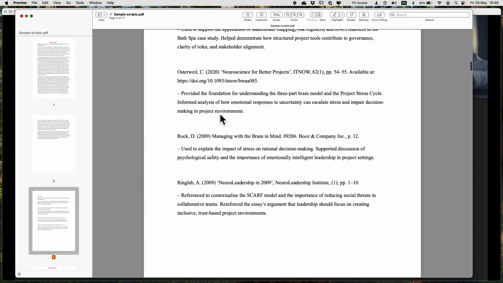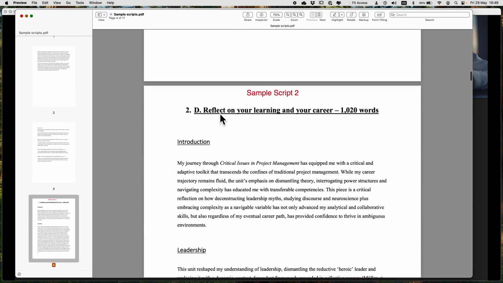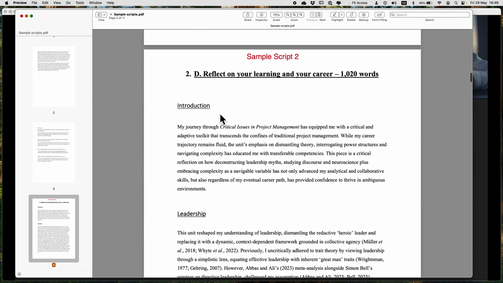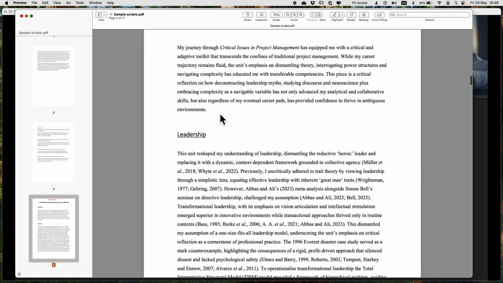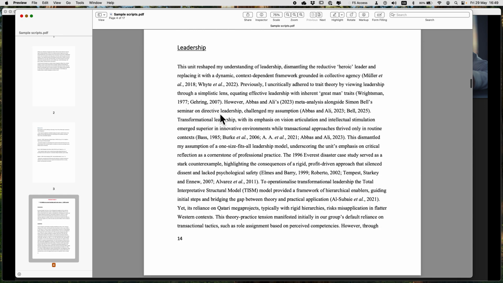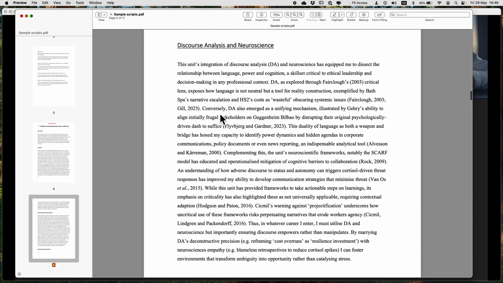They also provided annotated references, which is an important part of the evaluation as well. Script number 2 is a bit longer. It's 1,000 words, so it's about 30 to 40% longer than the first one. But we can still compare them.